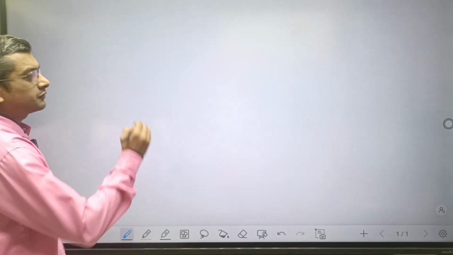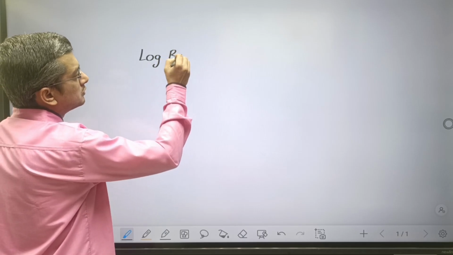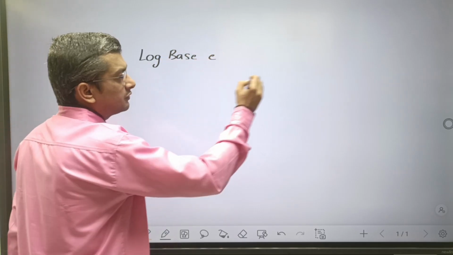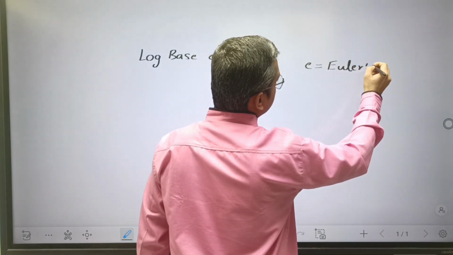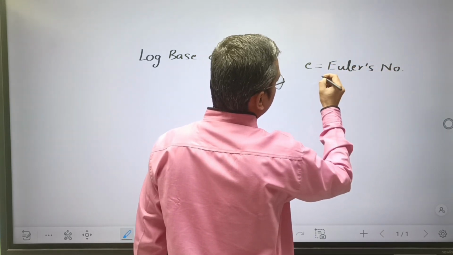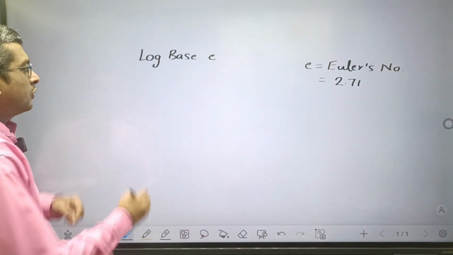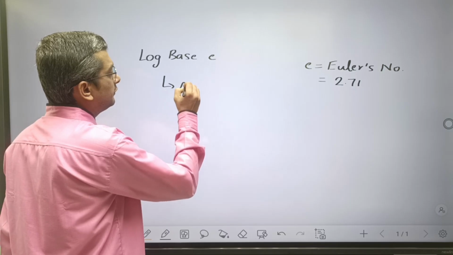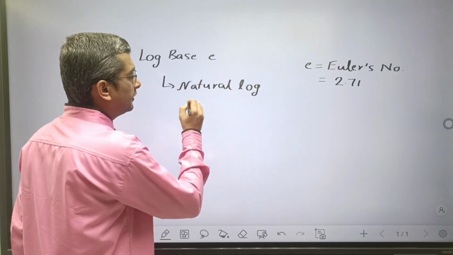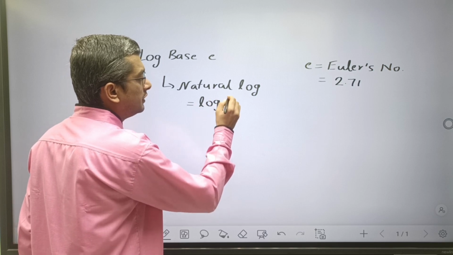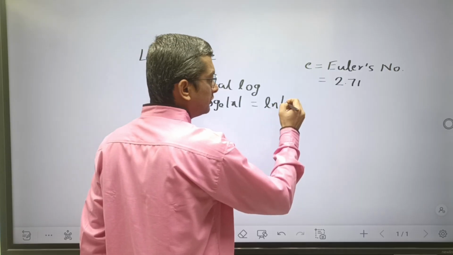The second is log base e. E is Euler's number in maths. It is a constant. Its value is 2.71 up to 2 decimal places. So log base e is also known as the natural log. The natural log is written as log base e of x, and this can be written as ln, which stands for natural log of x.